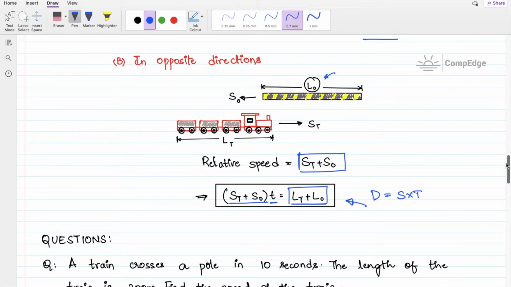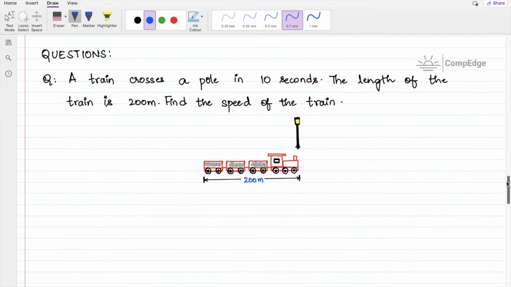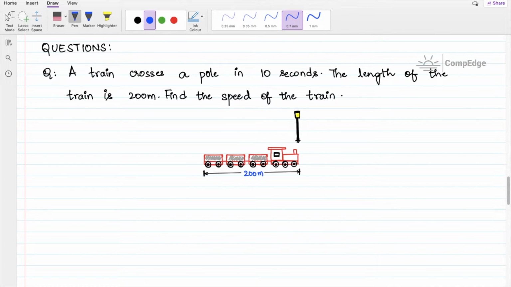Now let us delve into the problems. The first problem is an application of the concept that we studied just now. A train crosses a pole in 10 seconds. So the time taken to cross this pole is nothing but 10 seconds, and the length of the train is nothing but 200 meters. Find the speed of the train.